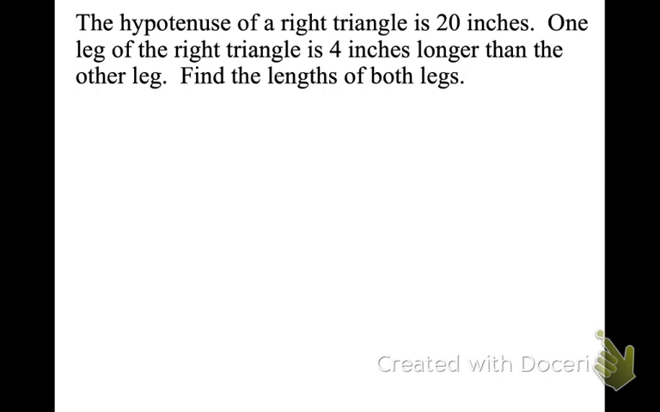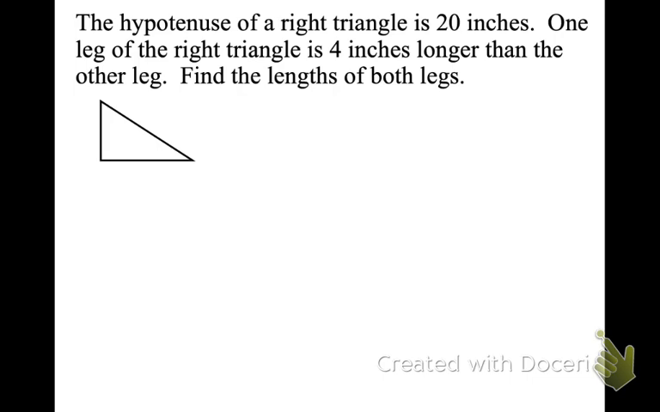Hypotenuse of a right triangle is 20 inches. One leg of the right triangle is 4 inches longer than the other. Find the lengths of both legs. Okay, they're mentioning hypotenuse, side length. Clearly, we have to use something called the Pythagorean theorem whenever we're looking for a missing side length of a triangle. So I've got a triangle, which I'm going to draw and label.